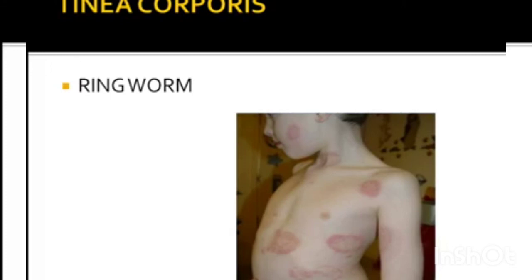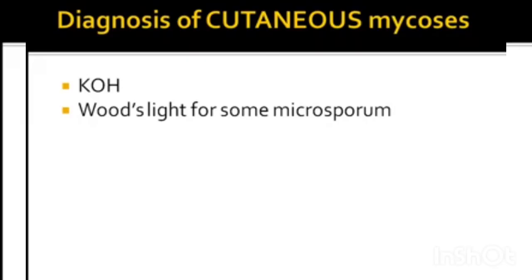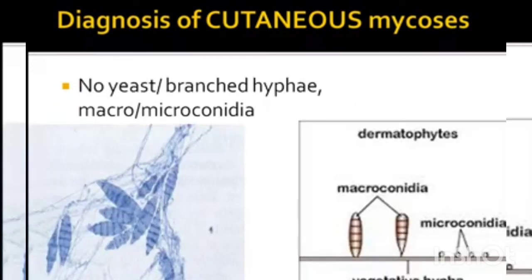This is the picture of tinea corporis. It is commonly called ringworm. This is the picture of tinea pedis. It is commonly called athlete's foot disease. The cutaneous mycosis can be diagnosed with the help of potassium hydroxide. In cases of some species of microsporum, Wood's light is used.